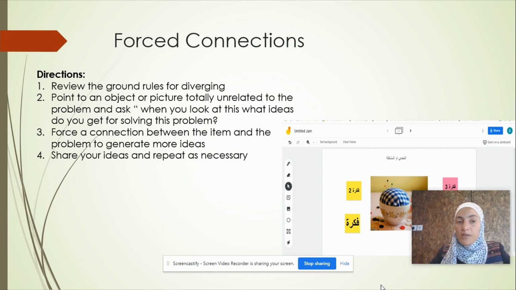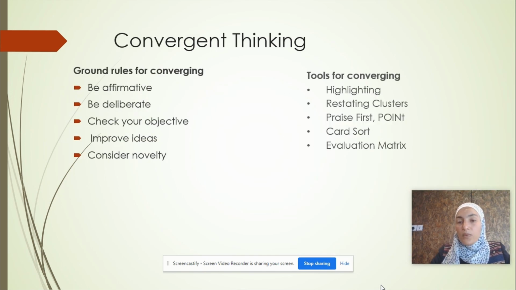So till now, we have brainwriting and first connection as tools for divergent thinking. Now, what about convergent thinking? There's another rule for convergent thinking, actually, if you want to start helping your students to classify the ideas and choose and select one solution.